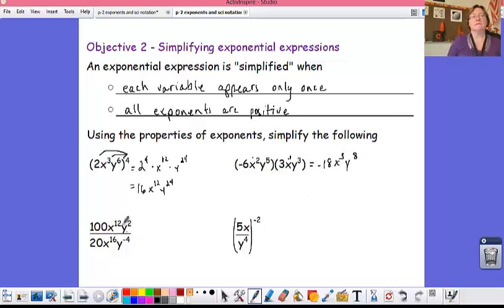In this one you can see we've got exponents top and bottom, and we have a negative exponent. So we're going to have to remember a few things here. Let's look at the number parts first. 100 divided by 20 is 5.